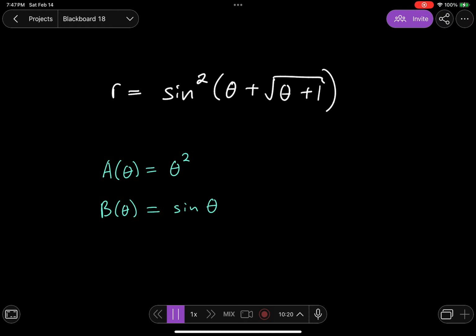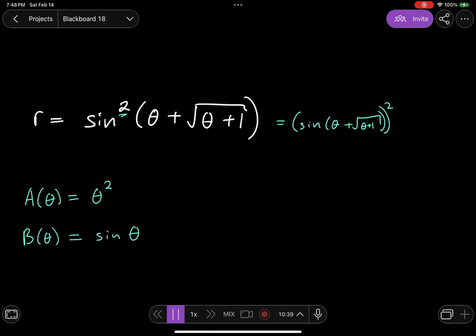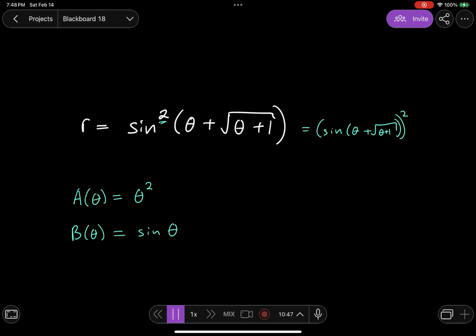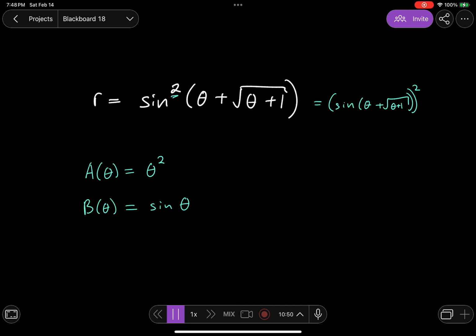I'm seeing the outermost is something squared. Then I go inside a little bit more. Maybe it's better if we kind of rewrite this. This is, by the way, the same thing as sine of theta plus root theta plus 1 all squared. That's what this 2 here means. So the outermost function is something squared. The next innermost is sine of something. And then we have the final innermost, well, what I'm going to call the final innermost. It's c of theta is equal to theta plus root theta plus 1.